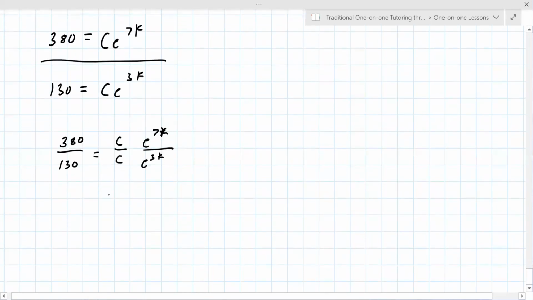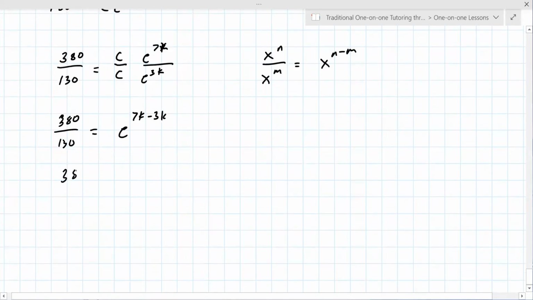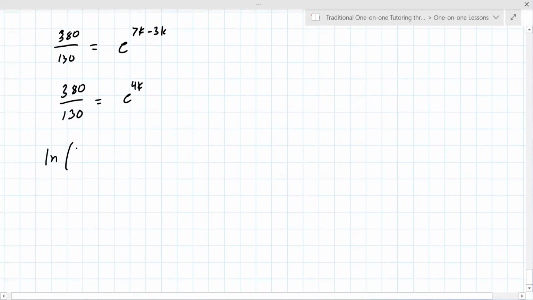I don't remember doing this. Yeah, well, you can also use substitution. But the C's cancel, and then you get e to the 7k minus 3k. That's x to the n over x to the m equals x to the n minus m. So it's e to the 4k. Again, this is a calculator problem because you don't have nice numbers here. You have to undo the e with ln. So ln of 380 over 130 equals 4k.